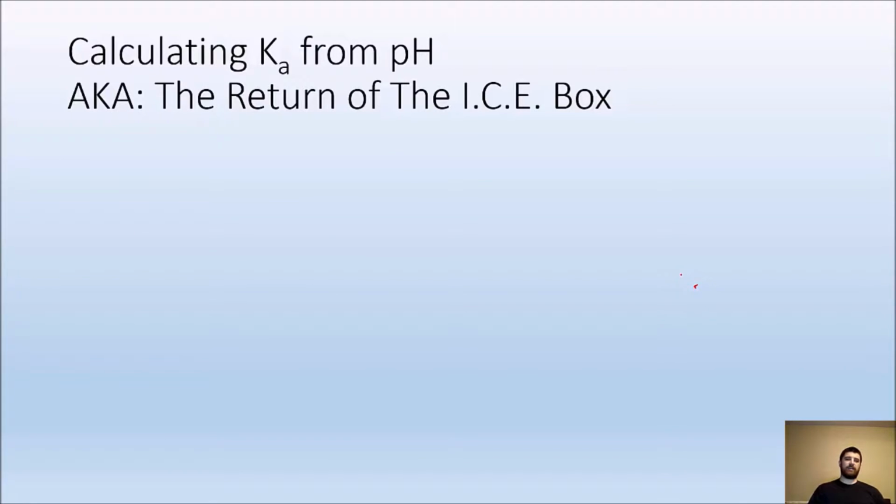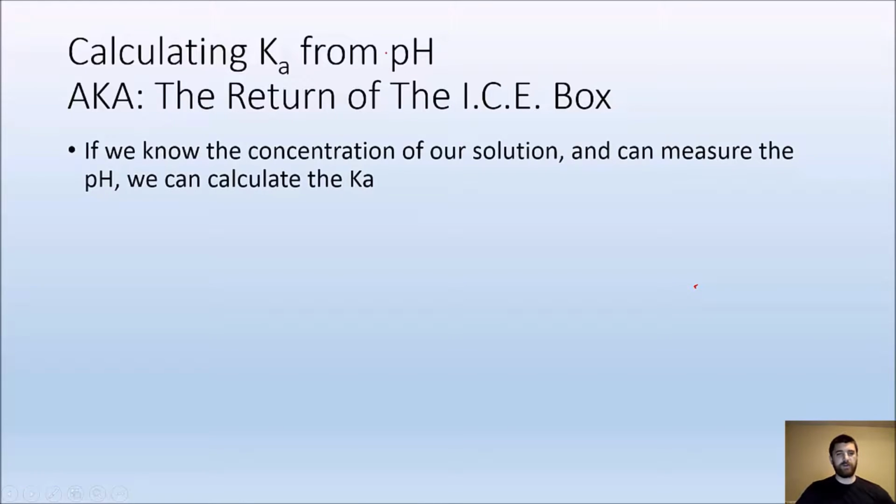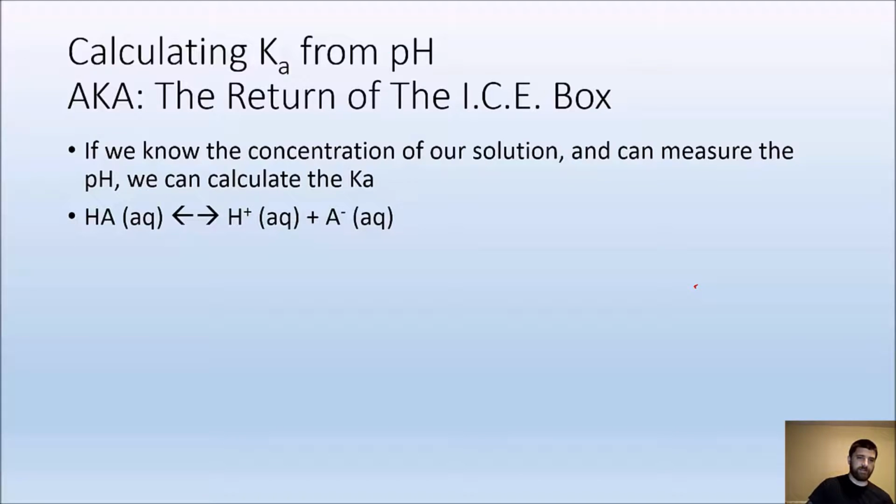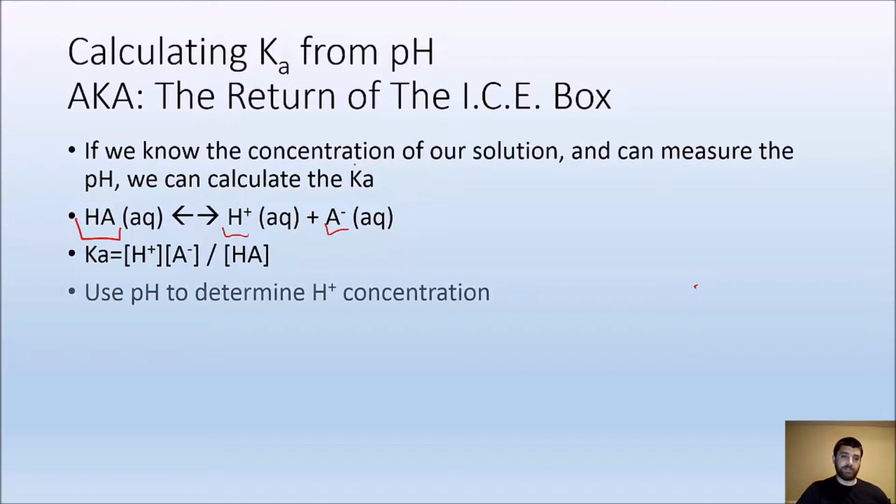All right, so now let's take a look at calculating Ka's from pH, which you can also call the return of the ICE box problems, all right? So if we know the concentration of our solution and can measure the pH, we can calculate the Ka. So we know this is our generic expression for a weak acid, right? We have our weak acid, and it dissociates into H plus and the anion that it has. So Ka, generic expression, would be this: H plus times the anion over HA, the weak acid.